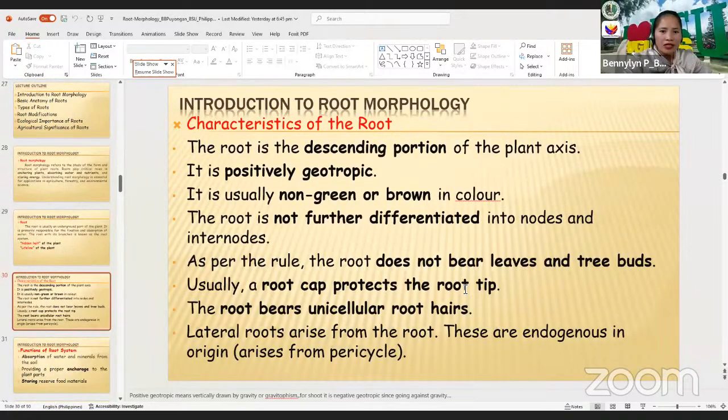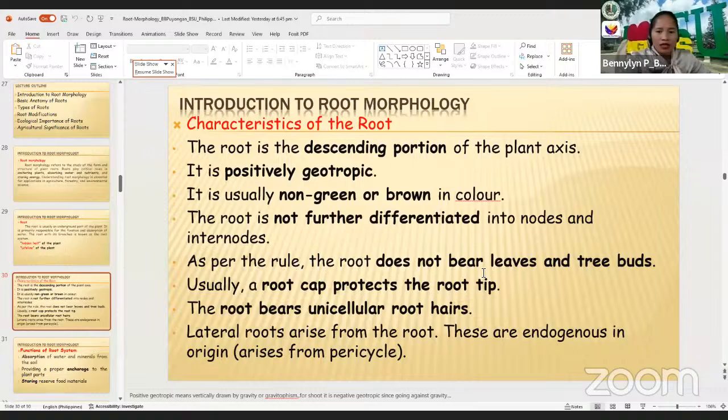Some of the characteristics of the root. The root is the descending portion of the plant axis. It is positively geotropic. When we say positively geotropic, it's growing with gravity, or it shows gravitropism. For the shoot, it's negatively geotropic because it's going against gravity. It is usually non-green or brown in color. The root is not further differentiated into nodes and internodes, unlike the stem.